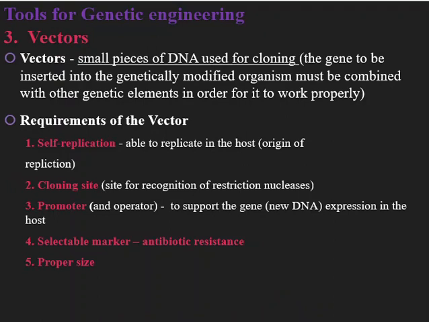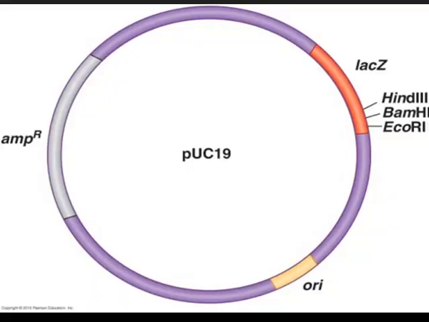Now, vectors are small pieces of DNA used for cloning, and the gene to be inserted into the genetically modified organism must be combined with other genetic elements in order for it to work properly. Now, the requirements of the vector: it should have self-replication, a cloning site, a promoter, a selectable marker such as antibiotic resistance, and proper size. Now, here's a plasmid with its own restriction sites.